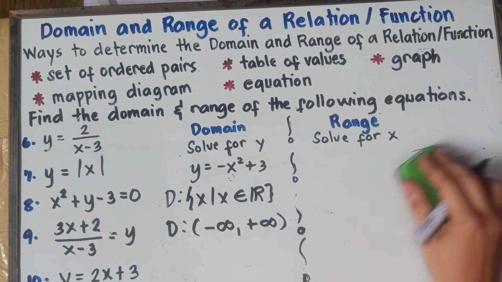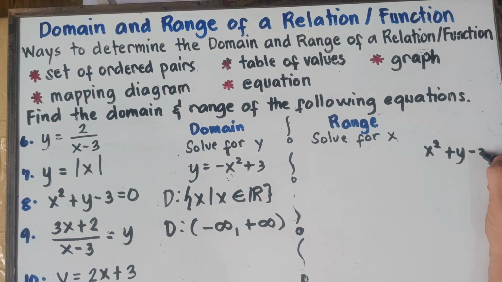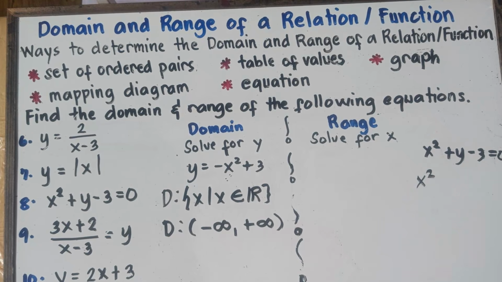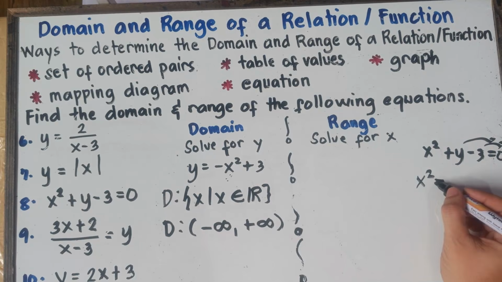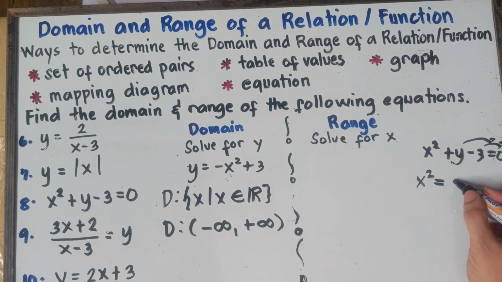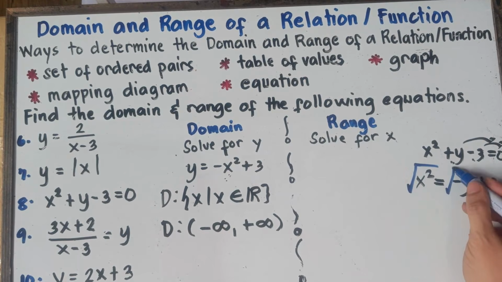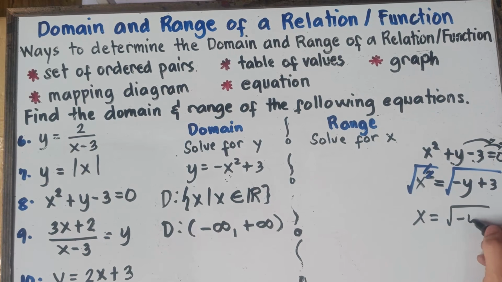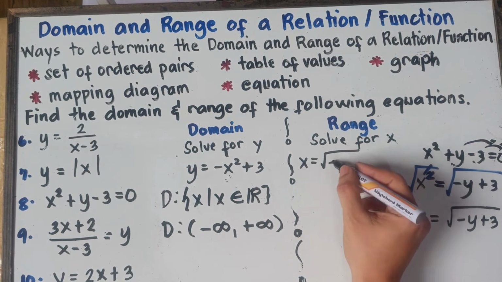Alright, and then solve for x to find the range. So this will be, copy this one, x squared plus y minus 3 is equal to 0. Once again, class, solve for x, simply transpose y and negative 3. So this will be x squared equals, we transpose y, this is positive y, it will become negative y. This is negative 3, it will become positive 3. Alright, and then to get the value of x, you extract square root both sides, so that you can cancel square. So this will be x equals the square root of negative y plus 3.